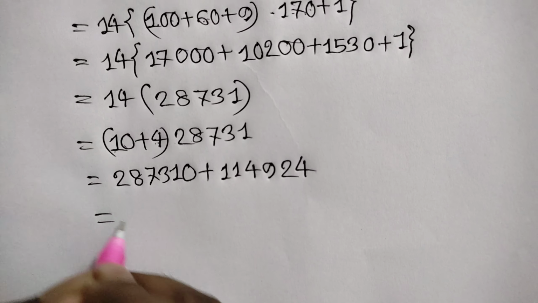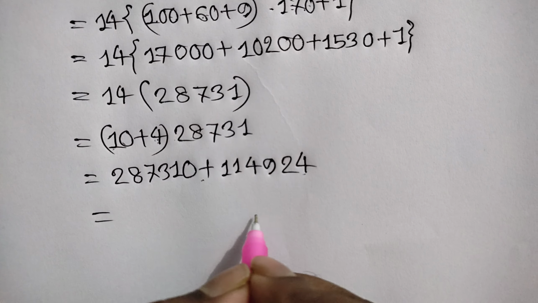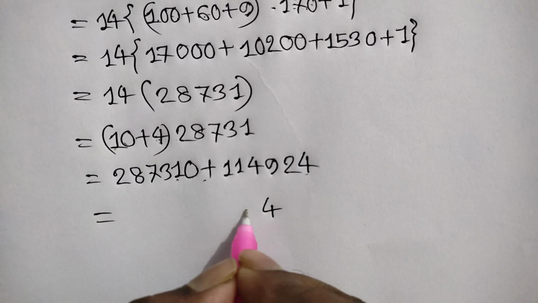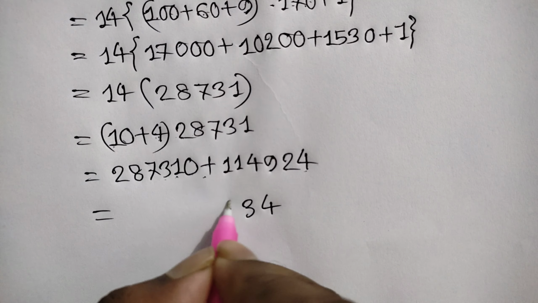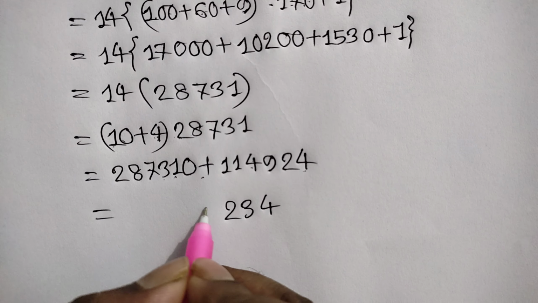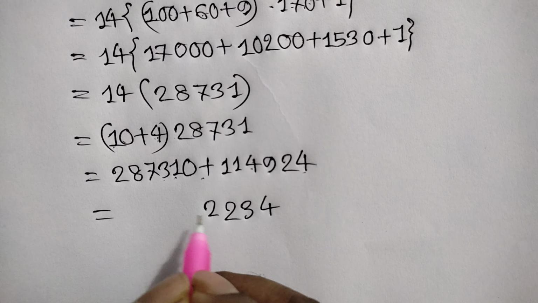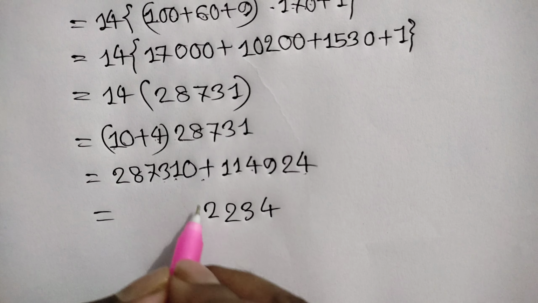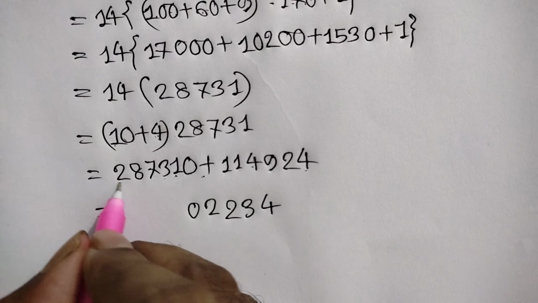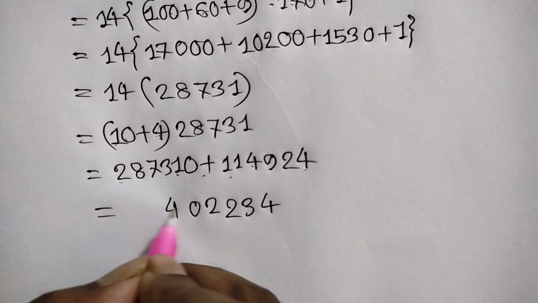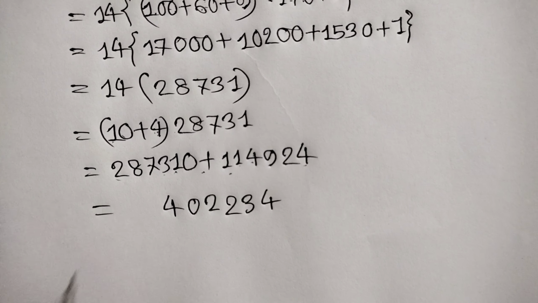Okay, now add these two numbers, we can write 4 3 2 2 0 4, and it is our final answer.